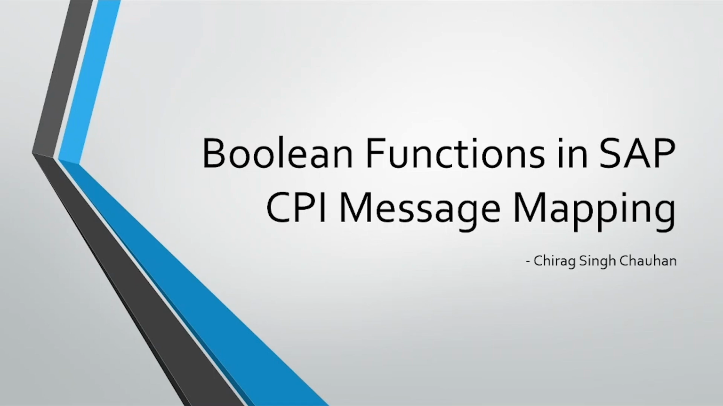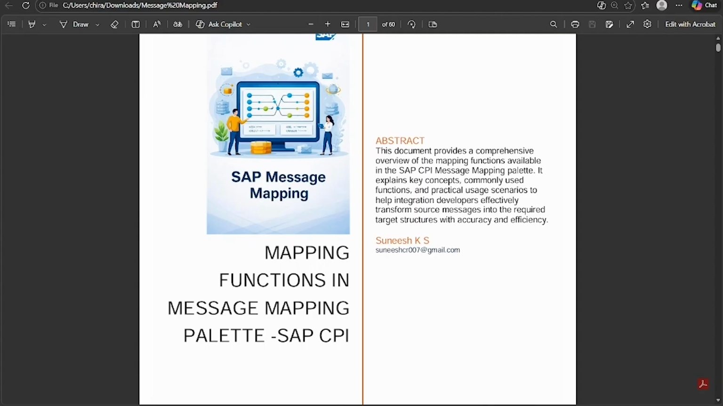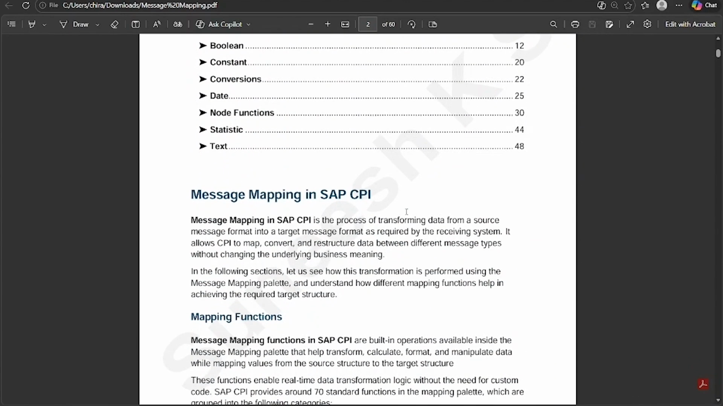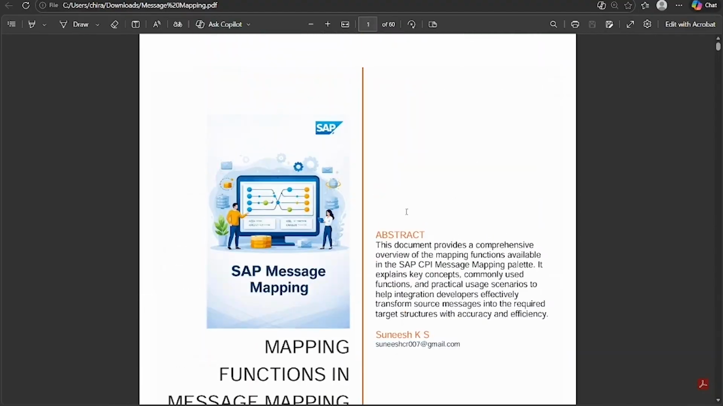In this session, we will understand Boolean functions used in SAP CPI Message Mapping and how they help us apply conditional logic during data transformation. For this explanation, I am referring to this document made by Sunish KS. This is a wonderful document which I found on LinkedIn. You can also refer to this document to learn message mapping.